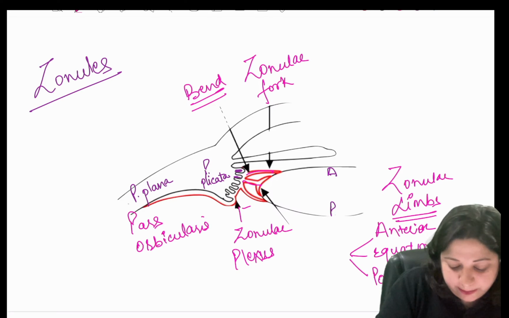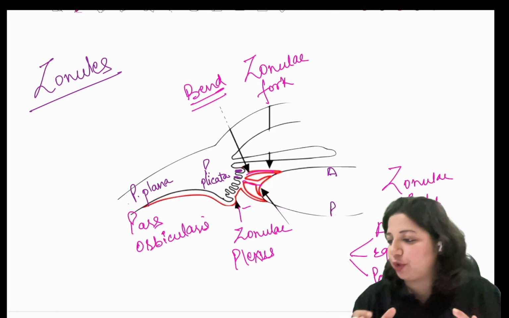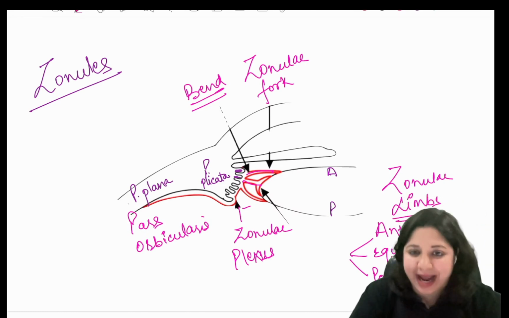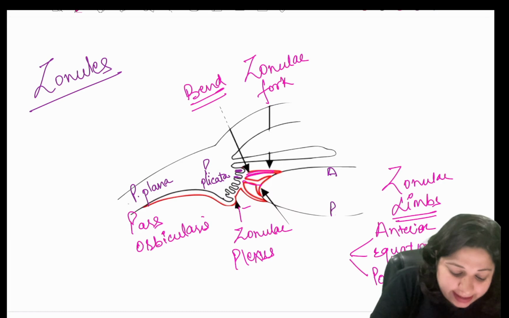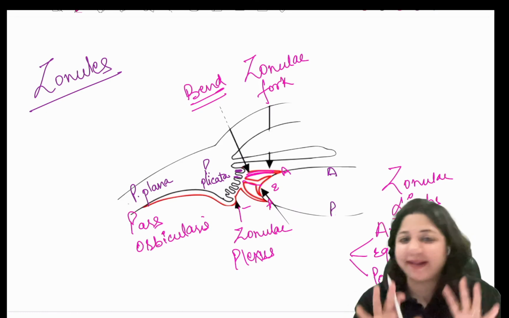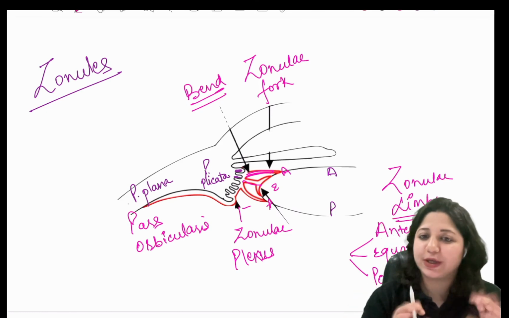and posterior. So before we answer, I know this was a so hyped question. That is why I'm discussing it here, right? So there's an anterior, equatorial, and posterior. So this is anterior, equatorial, and posterior, right? So now you understand the parts of zonules.